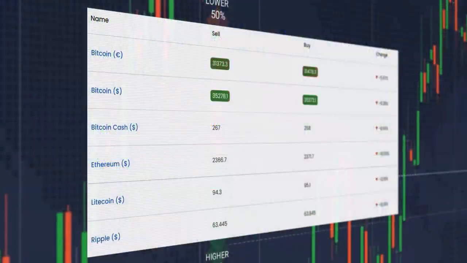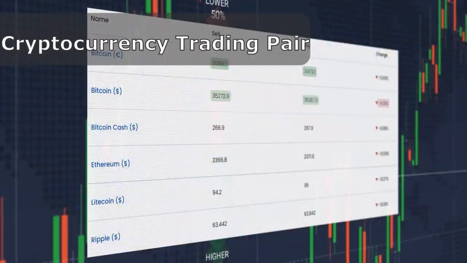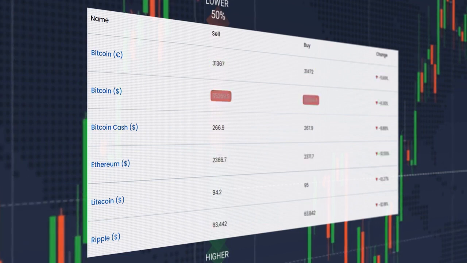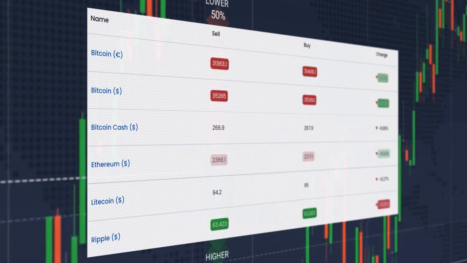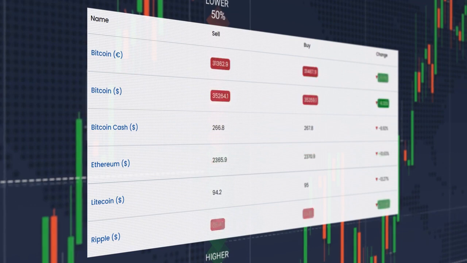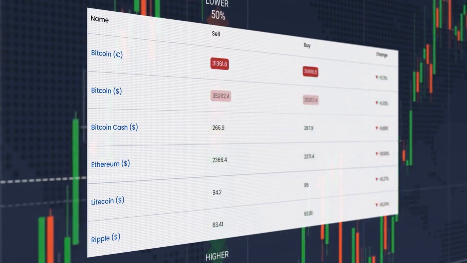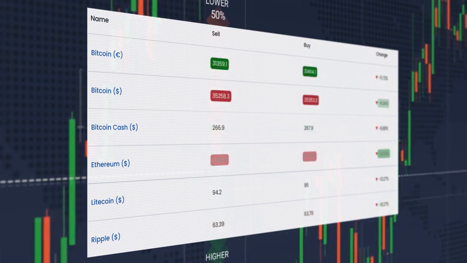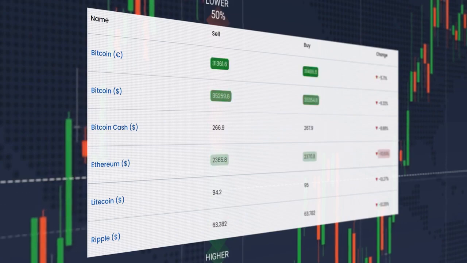Moving on to term number 19, cryptocurrency trading pair. It's a combination of two different cryptocurrencies traded against each other on an exchange. For example, the BTC-ETH trading pair represents the exchange rate between Bitcoin and Ethereum.